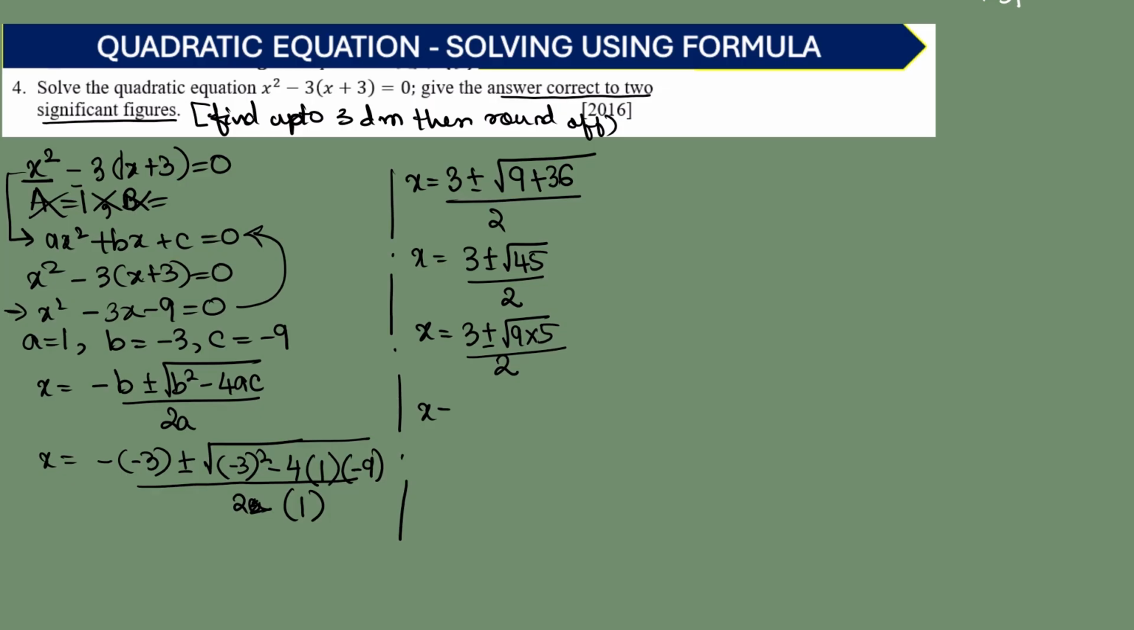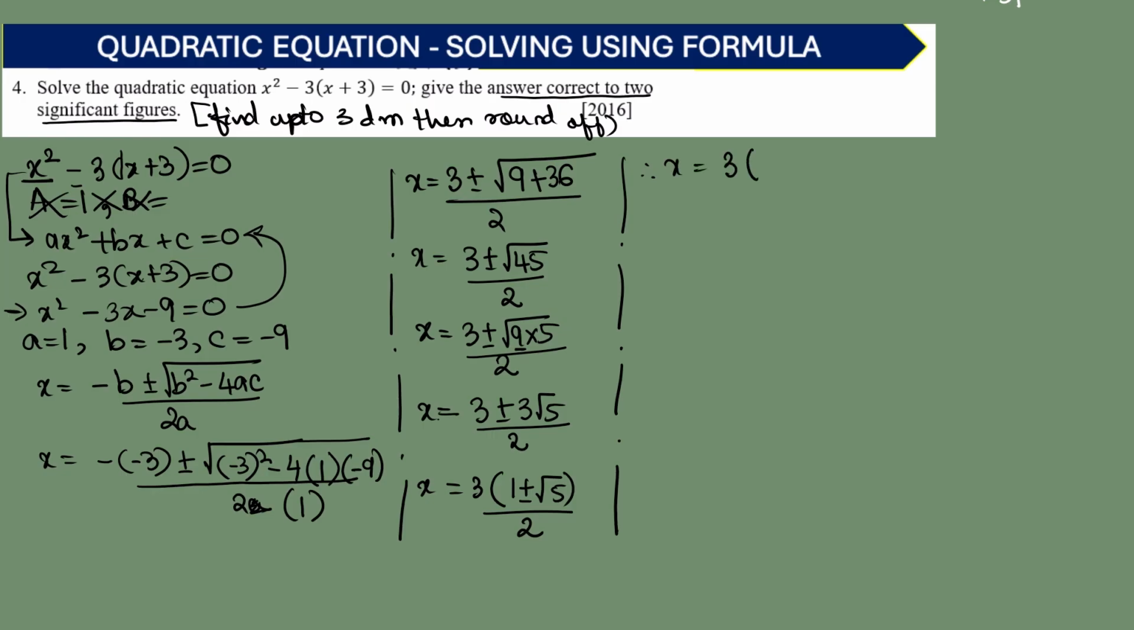So what is the value of x? x is equal to 3 plus minus, what is under root of 9? 3 root 5 upon 2. So now again we can say x is equal to, can we take out 3 common? 3 is common. 1 plus minus under root of 5 upon 2. Therefore, x is equal to 3. Instead of taking common, we can also write it like this, 3 plus under root of 5 upon 2, if we have taken it as common. And x is also equal to 3 bracket 1 minus root 5 upon 2. Isn't it?